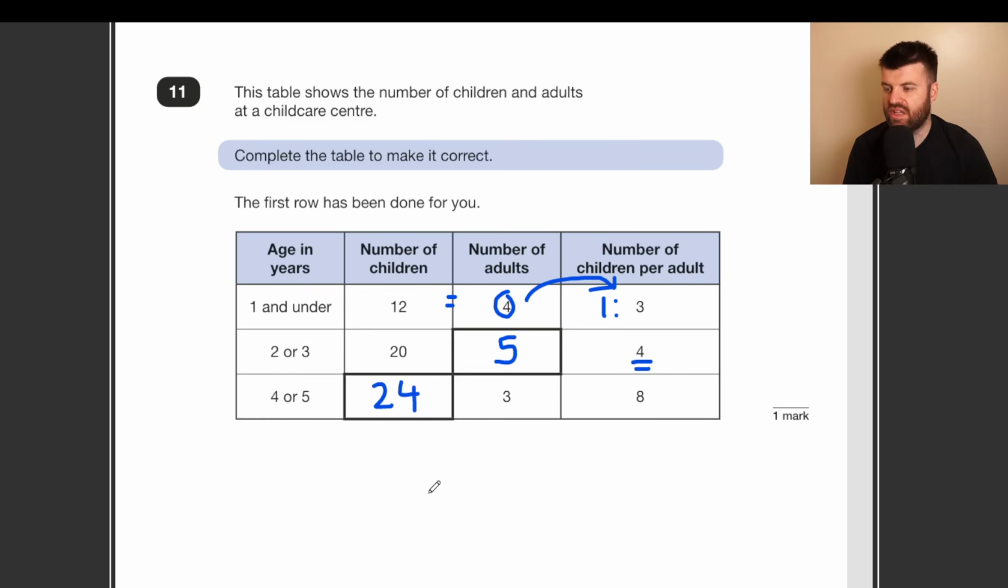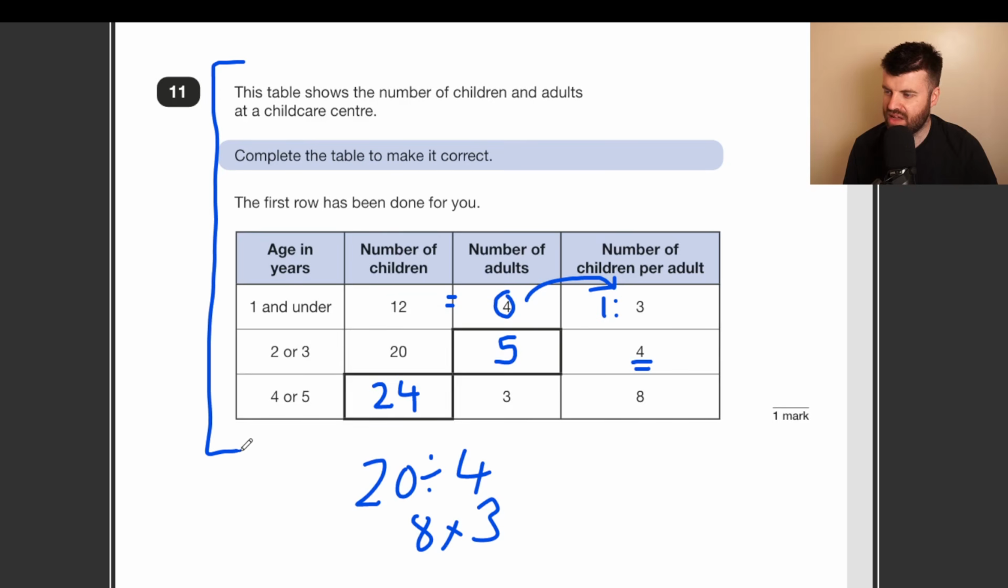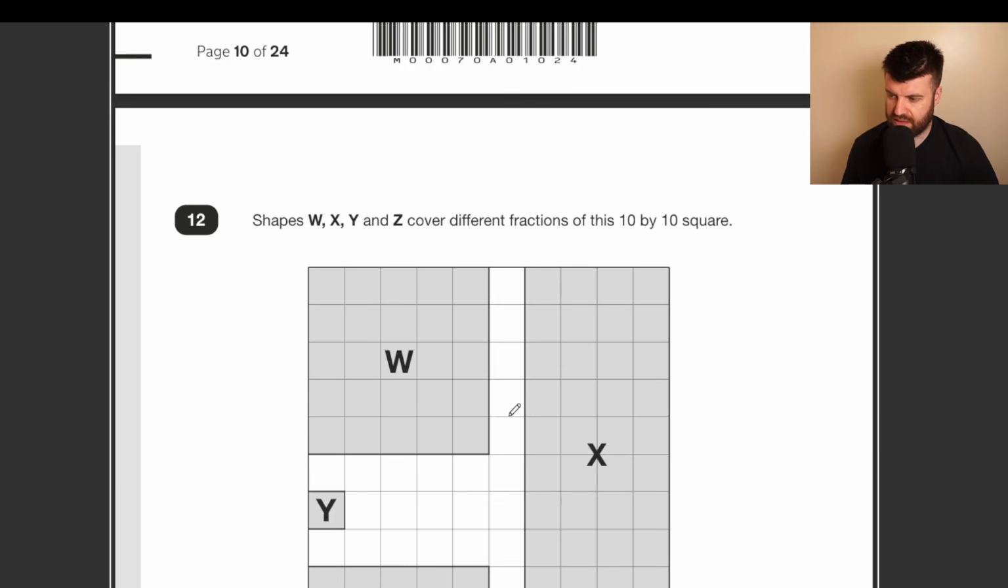All this question asked you to do was 20 divided by 4 and 8 times 3. Incredibly easy maths, but some might say nasty, someone might say genius, way of putting it into a problem to show problem solving skills.